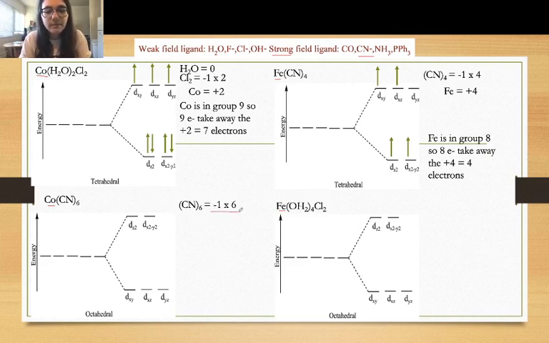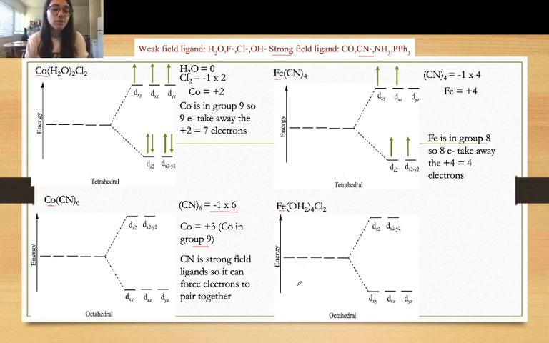So I have this -1 times 6, and I know cobalt is +3 because cobalt's in group 9. So 9 minus 6 is 3. And then I know that since it's a strong field ligand, it can force those electrons together. So when I fill in my splitting diagram, they are all going to pack together, because a strong field ligand can force those electrons together.